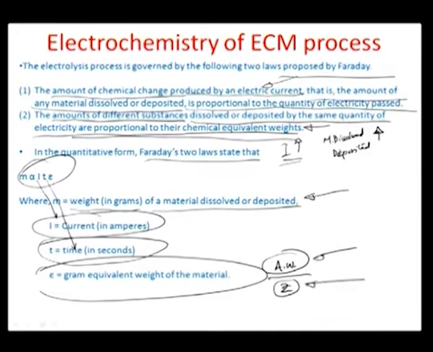There can be +2, +3, +1 states, or maybe -1, -2 states. And so basically one has to be aware of at what stage this electrochemical dissolution is happening. Is it a divalent dissociation, is it a trivalent one, or those kinds of things have to be taken care of while doing electrochemical machining.